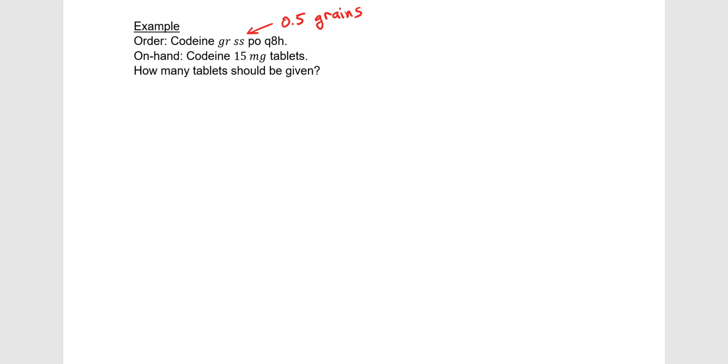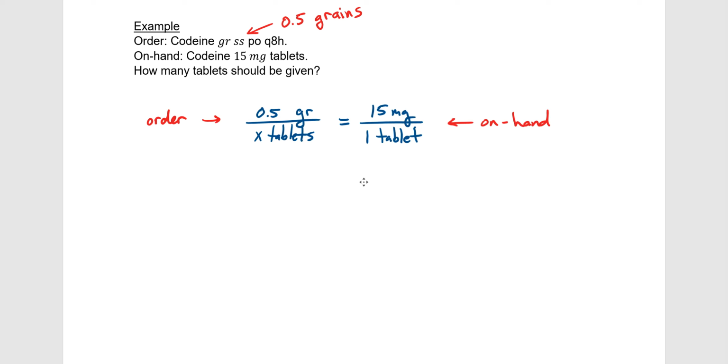And the on-hand that we have is codeine 15 milligram tablets. We want to know how many tablets should be given. So let's set up this proportion once again as if the units were the same, just so we can get a start to it. Okay, so this is how we would set up the proportion, but we realize that the 0.5 grains and the 15 milligrams are different units, so we can't set it up this way.